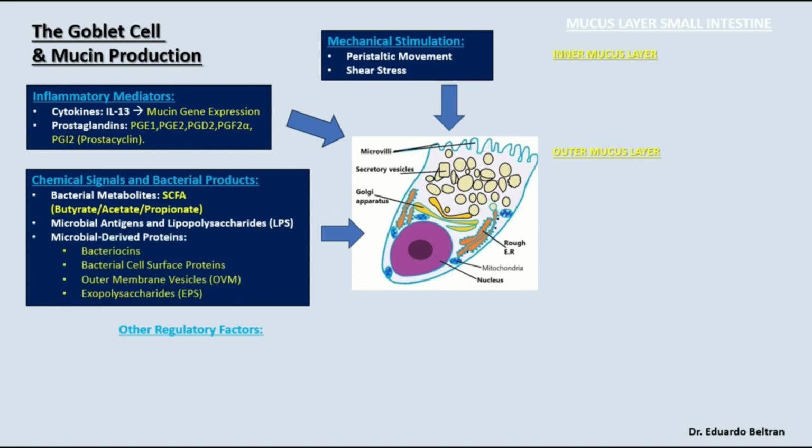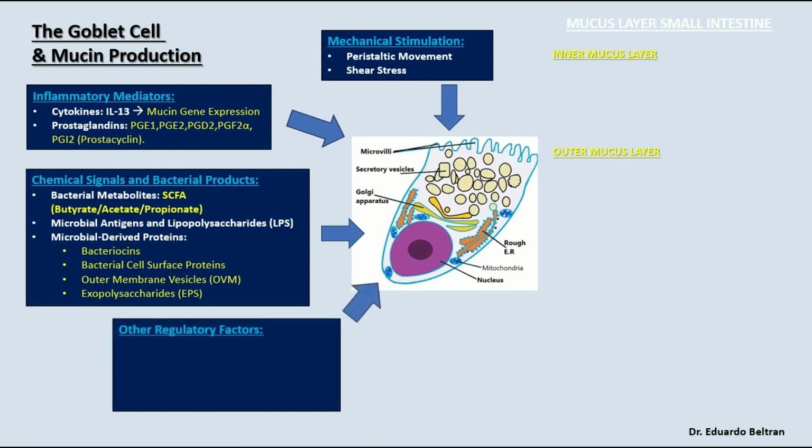So we also have some microbial-derived proteins, and here we can mention the bacteriocins, bacterial cell surface proteins, OMVs, outer membrane vesicles, and exopolysaccharides. These are just different types of microbial-derived proteins that also stimulate mucin production, all right? Then we have other regulatory factors such as neuroendocrine signals, such as neurotransmitters and neuropeptides.